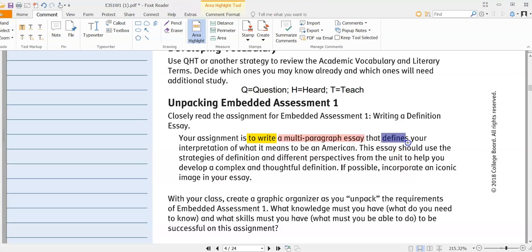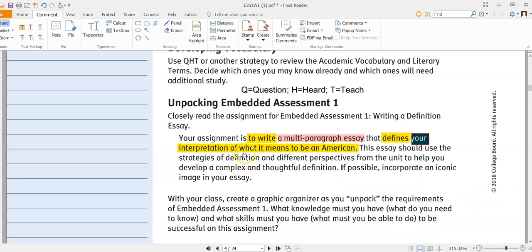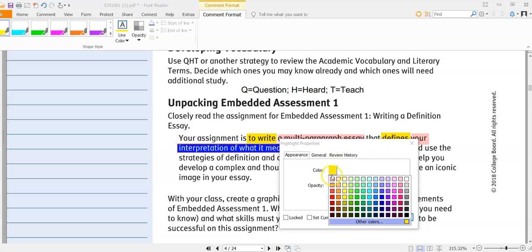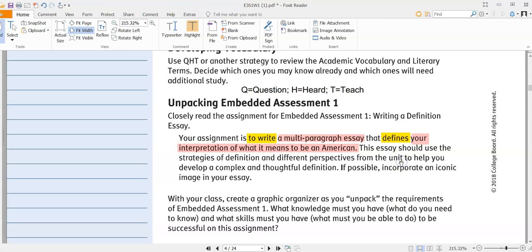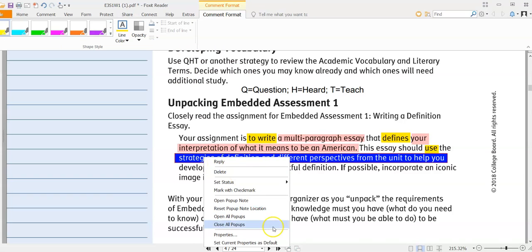The essay defines your interpretation of what it means to be an American. So that's another verb there, defines. That's another thing you're going to need to do within your essay. What are you going to need to define? You're going to need to define your interpretation of what it means to be an American. I'm going to highlight this under properties again. Okay. So this essay should use, so use is something else that we're doing, the strategies of definition and different perspectives from the unit to help you develop a complex and thoughtful definition. So I'm going to highlight what we're going to use in pink again.